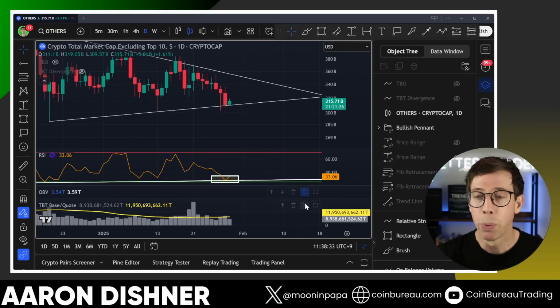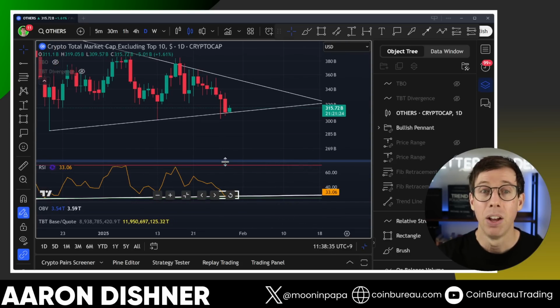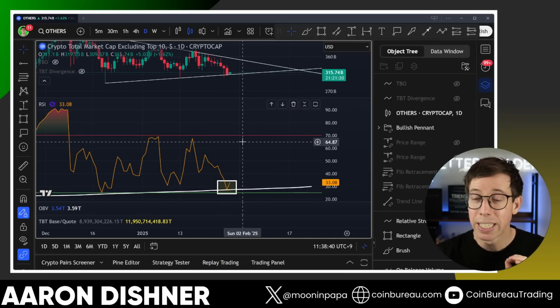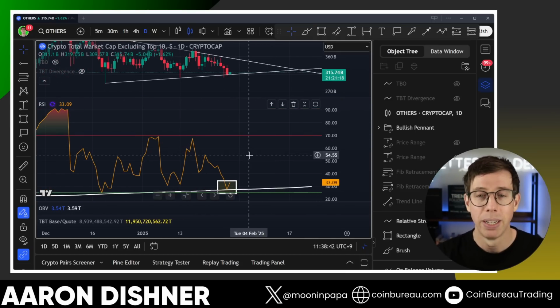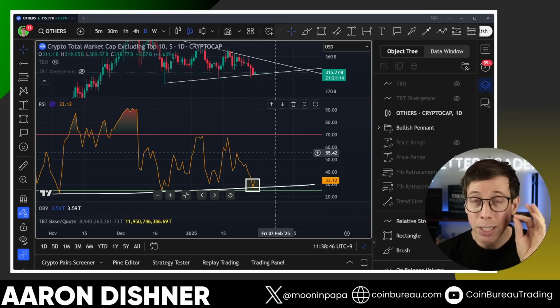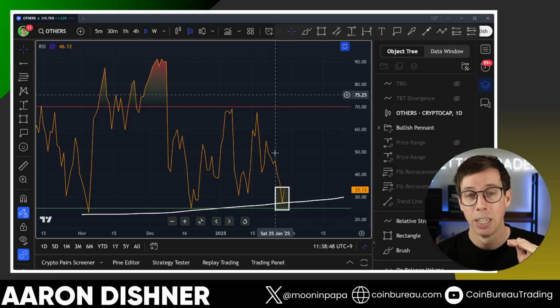And we have another thing that we can look at for a little bit of encouragement here, and that's RSI. When we look at daily RSI for the others market cap, I'm getting to the pennant, don't worry. But for all of you that are naysayers, like, well, it's on a pennant, I'm going to show something else to you. So we have bullish price-based structure still intact.